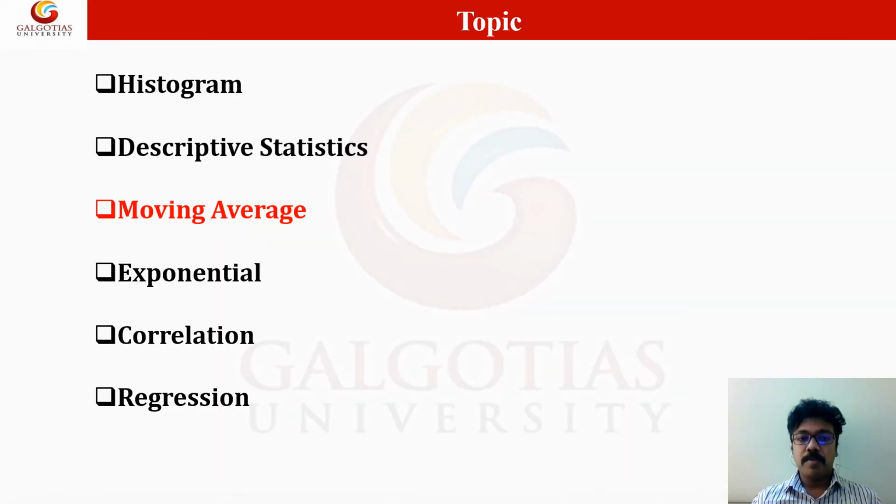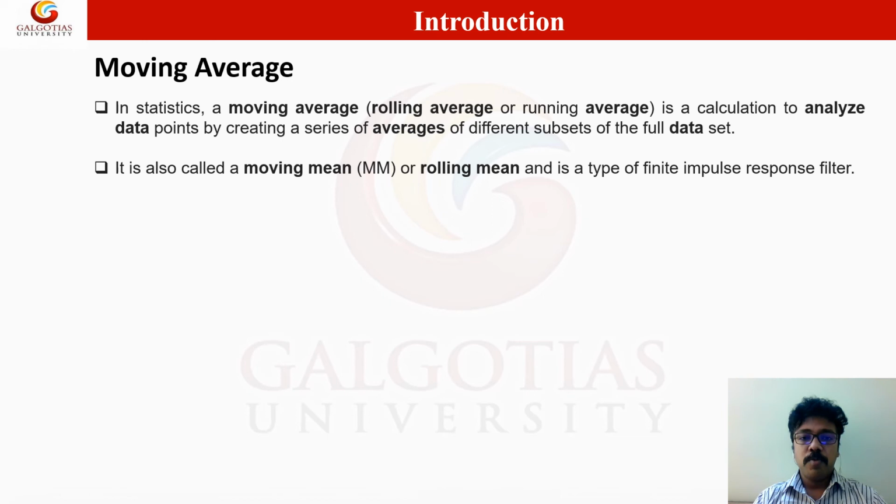The topic which we are going to discuss now is moving average, which is a tool used for data analysis. What is moving average? Moving average is a calculation to analyze data points by creating a series of averages of different subsets of the full data set. So we will have a lengthy data set, take different subsets, and calculate the average. It is also called a moving mean or rolling mean, and it is a type of finite impulse response filter.